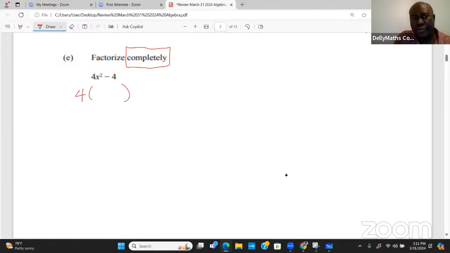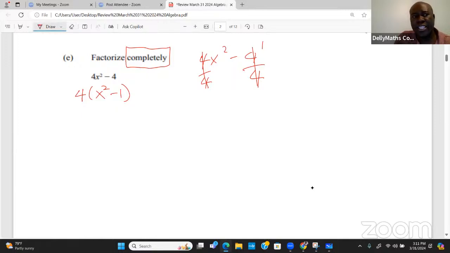And when you do that, what you're left with is x squared minus 1. Because remember, when you factorize out the highest common factor, so we said 4, you're going to divide the 4 into 4x squared. You're left with the x squared, which is this. You divide the 4 into itself, you're left with 1, which is that. All right? So that's first move.